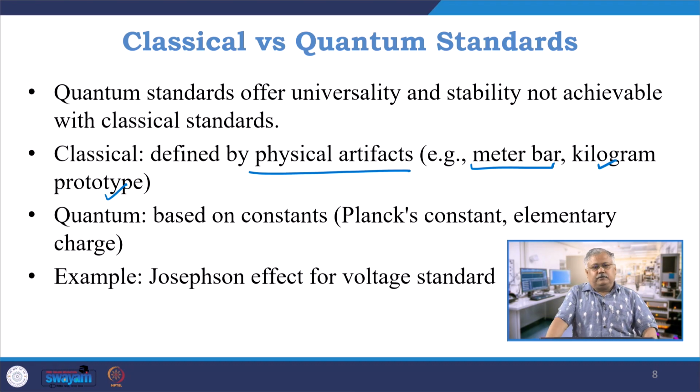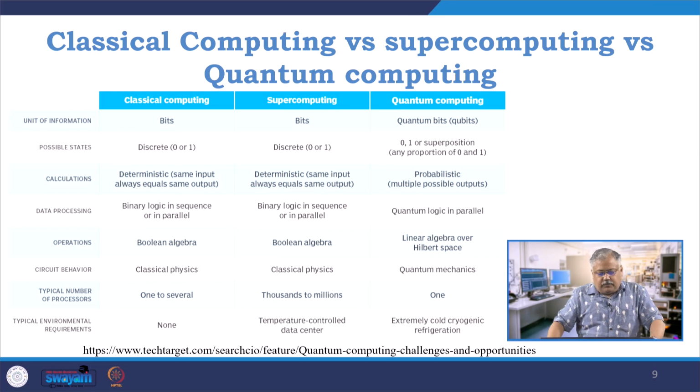So, we look at the physical artifacts as well as the quantum artifacts, and then we try to see which one is more stable and which one is more properly benchmarked in terms of standards. Now, let us look at supercomputing, classical computing and quantum computing. If these are the three columns which we have shown here, then based on certain template parameters, can we predict a priori which has a more advantageous position as compared to another? So, let us look at unit of information.